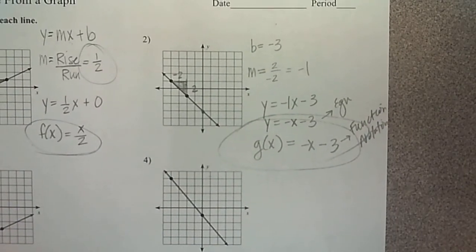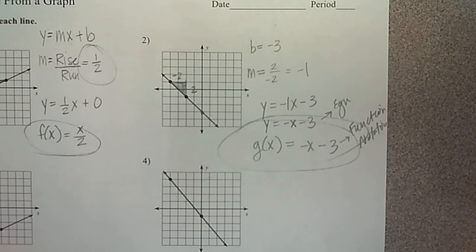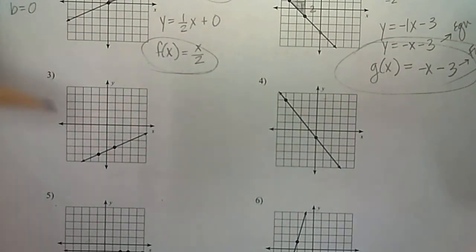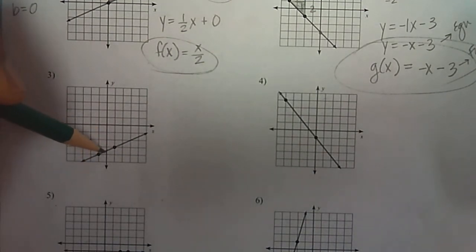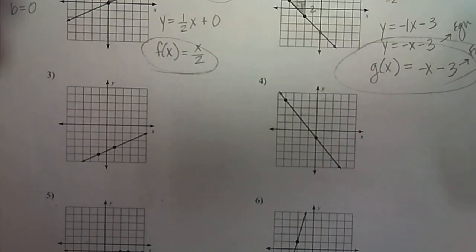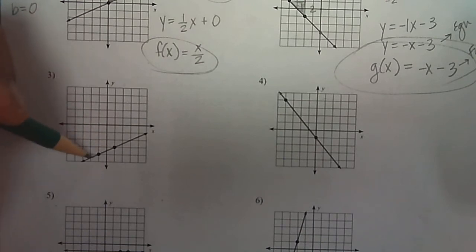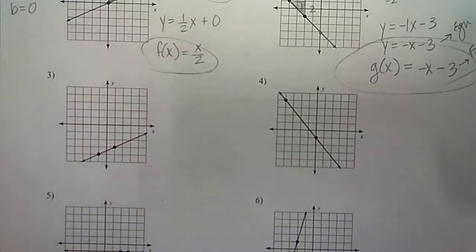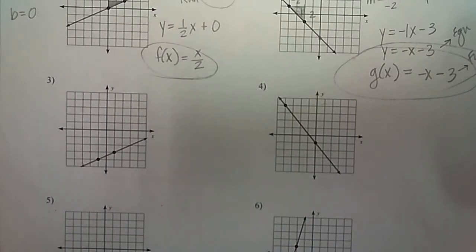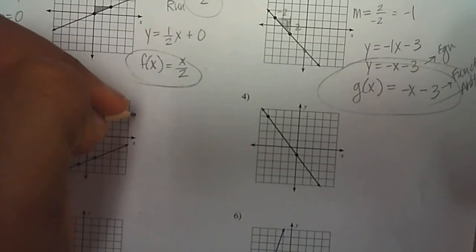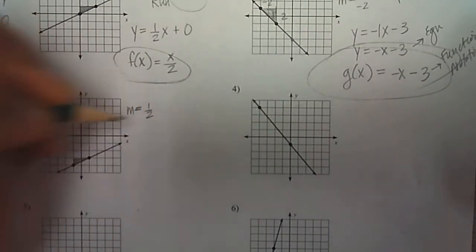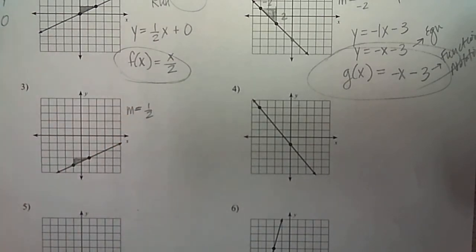Let's get it. So I'm going to do one that's a little trickier. For example, on number 3, I can't do what I just did. It looks like half, but I'm not sure. So I'm going to have to use those points. Okay. So my slope equals 1 over 2. So 1/2. That's going uphill, so I know it is positive.